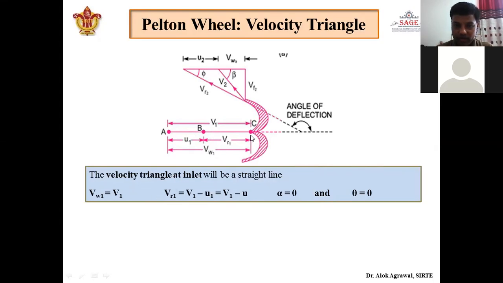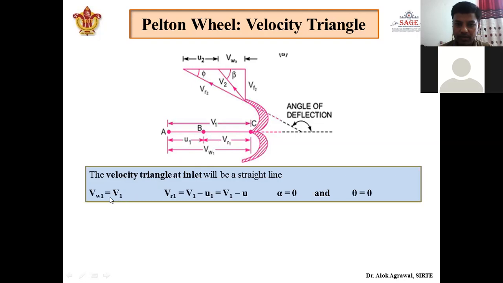If we assume that the bucket is moving with a tangential velocity of u1, the relative velocity will be V1 minus u1. It can also be written as Vw1 minus u1. So the relative velocity at inlet will be V1 minus u1, and we have seen that tangential velocity will remain the same. So u is equal to u1 is equal to u2. Here the jet angle and blade angle are 0. Alpha and theta will remain 0 because we are getting a straight line as the inlet velocity triangle. So this is about the inlet velocity triangle, which is very simple.